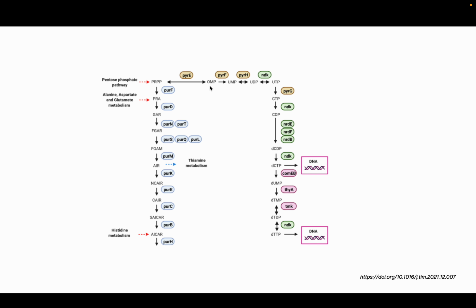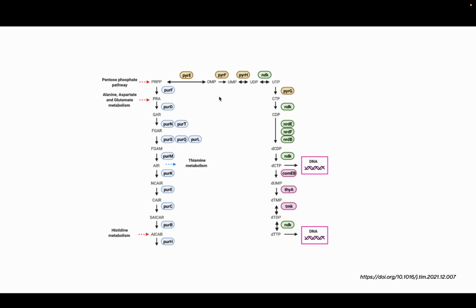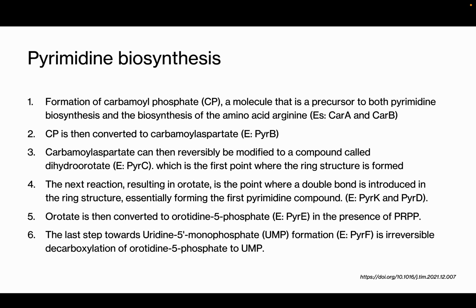So here, OMP. PRPP alongside orotate, in the presence of the enzyme PYR-E, will result in the production of UMP, uridine 5-monophosphate. So UMP is produced by the action of PYR-F, no? And then later on, the last step involves the irreversible decarboxylation of orotidine 5-phosphate to UMP.